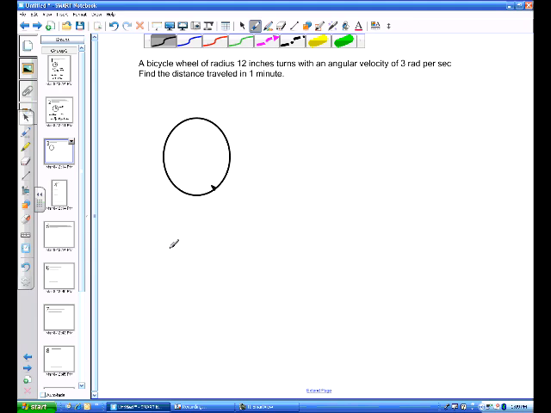Well, if we think about this, we're going to have to do several things. We know that to find the distance is equal to our radius times our central angle. Well, we weren't given our central angle, we were given how fast our central angle was changing. So we need to go back and figure out what our angle was, what theta was.